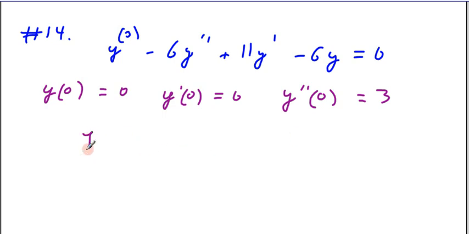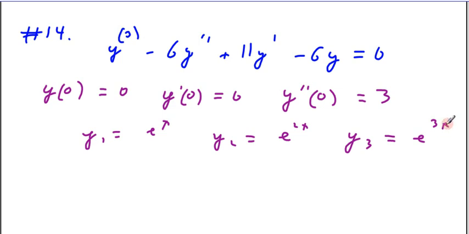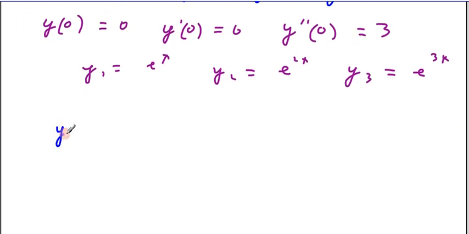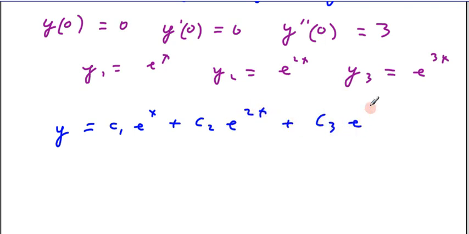And we have y1 is e to the x, y2 is e to the 2x, y3 is e to the 3x. I think I've seen that solution before, haven't I? Yeah, the guy we just worked. Okay, well, that being the case, y is going to be c1 e to the x plus c2 e to the 2x plus c3 e to the 3x.